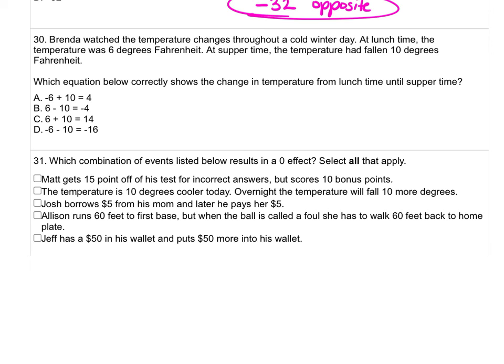Number 30, Brenda watched the temperature changes throughout a cold winter day. At lunchtime, the temperature was 6 degrees Fahrenheit. At supper time, the temperature had fallen 10 degrees Fahrenheit. Which equation below correctly shows the change in temperature from lunchtime until supper time? Well, the temperature started at 6 degrees, and then it fell, which indicates a drop, 10 degrees, and so 6 minus 10 is -4. And that would be answer choice B.